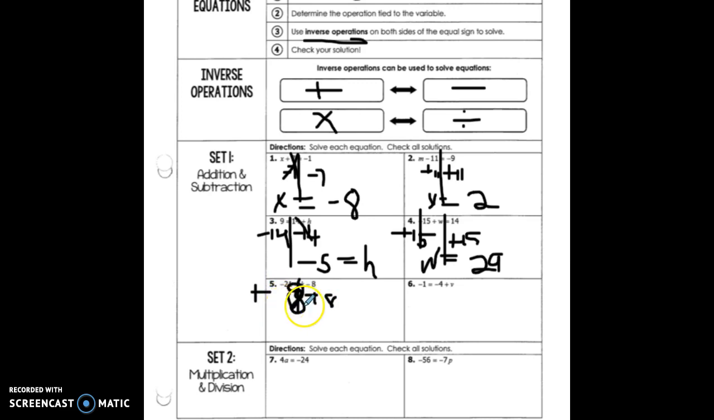Because you have negative 21, and negative 8. So what's negative 21 and negative 8? We know that we have both negatives, and remember, we're not multiplying, we're adding. So we add them together and get negative 29. Why? Because they both have the same sign.